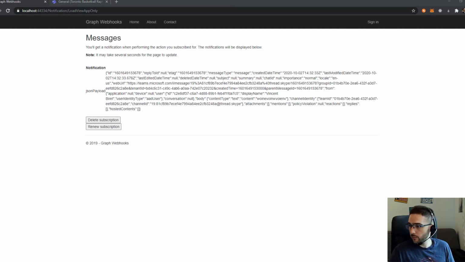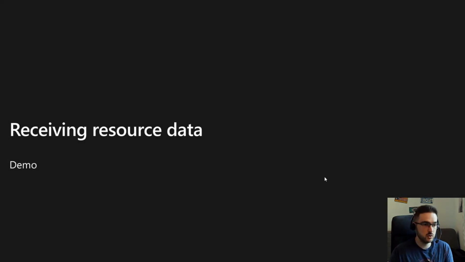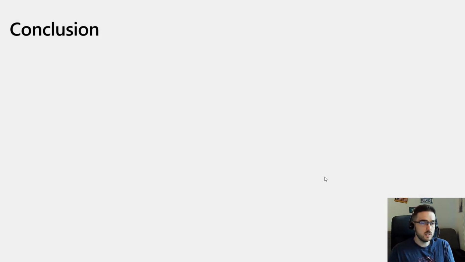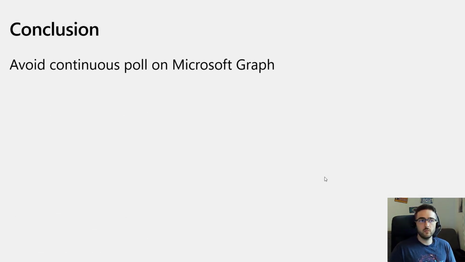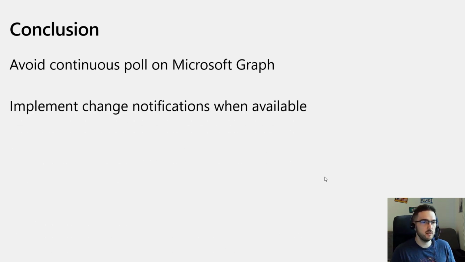Now, if we go back to the slide and conclude this session, the first thing you should really be doing is avoiding continuously polling Microsoft Graph. This is really bad for your application. This is really bad for Microsoft Graph. So avoid doing that whenever change notifications are available, right? And if they're not available, use UserVoice to request more support for change notifications. Then whenever they are available, we'll use them.